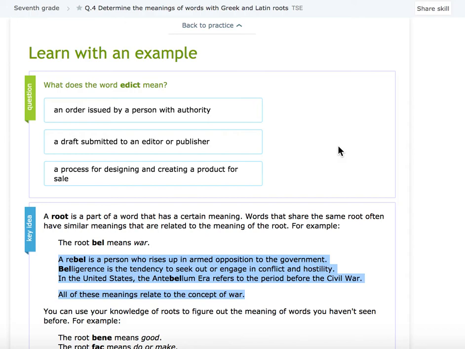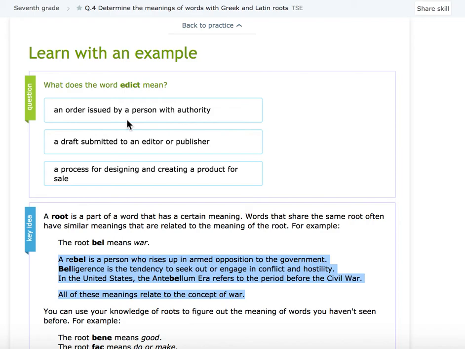Let's look at our example. What does the word edict mean? An order issued by a person with authority, a draft submitted to an editor or publisher, or a process for designing and creating a product for sale. I need to know that the root in here is D-I-C-T, dict. I know that root from words like dictionary or diction, which I should know from other times.